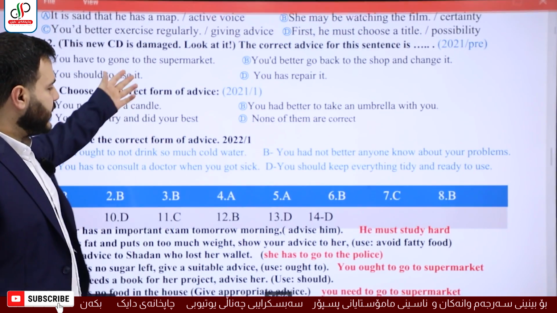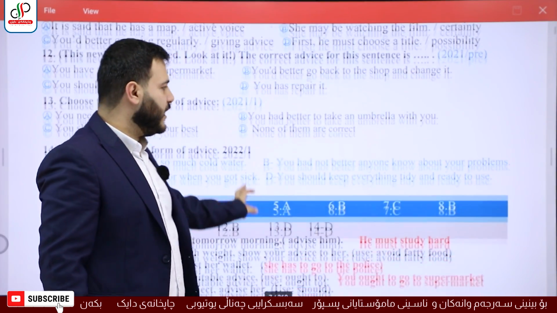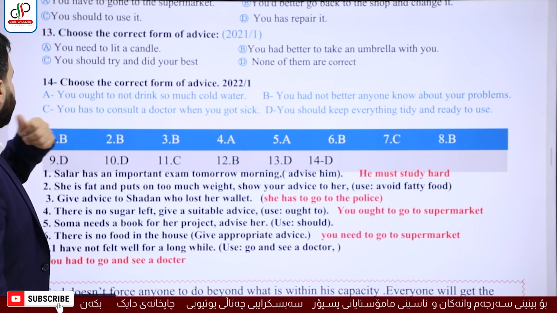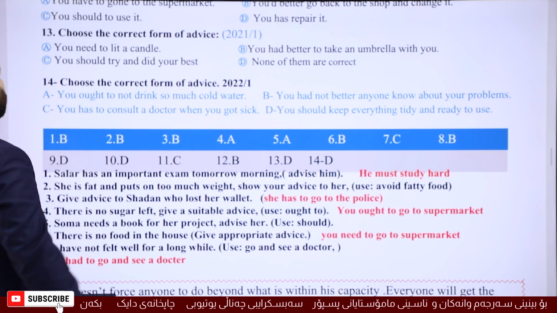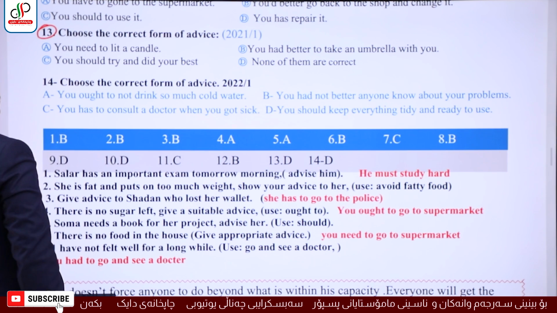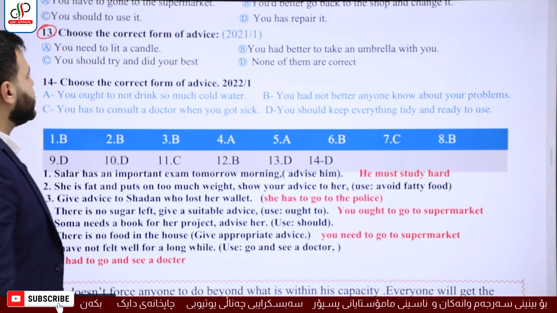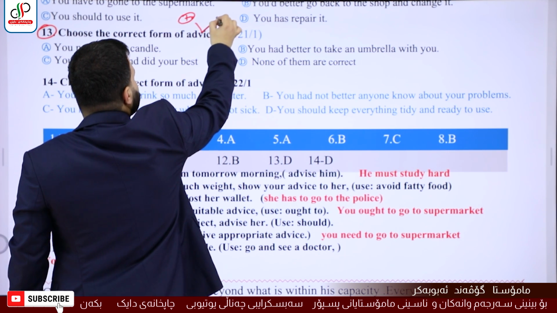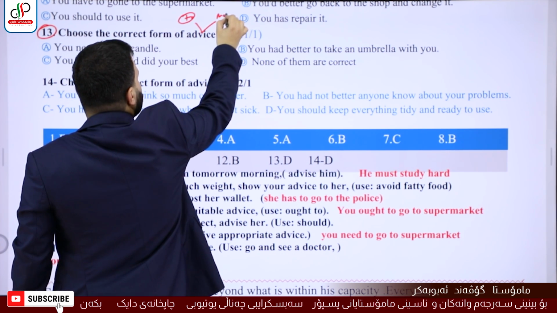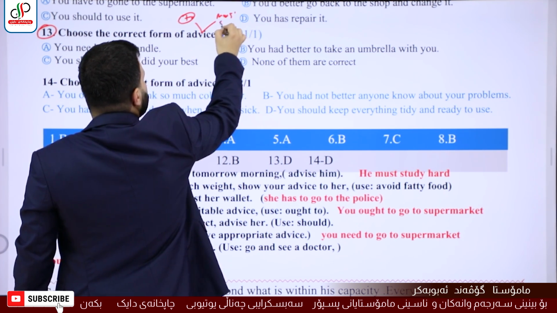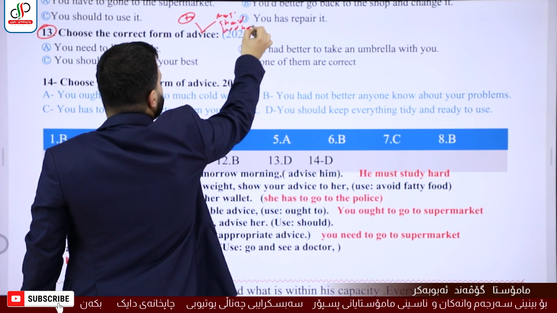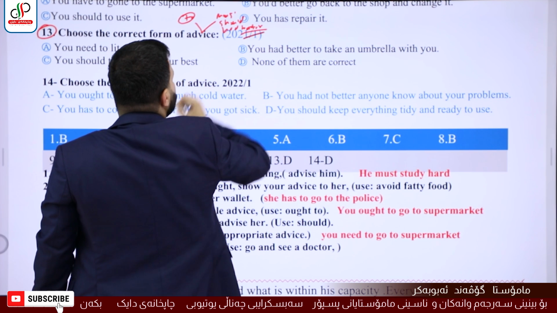Guys, we have so many examples for that. Let's see the last year's questions about giving advice that we have in the questions. Number 13, choose the correct form of advice. Just try to say, in advice we have some modals with to and some modals without to, okay? Just like, for example, must, should, and had better. Some modals with to and some modals without to.